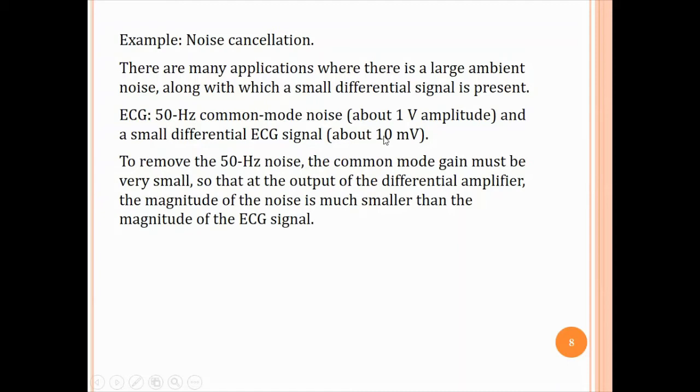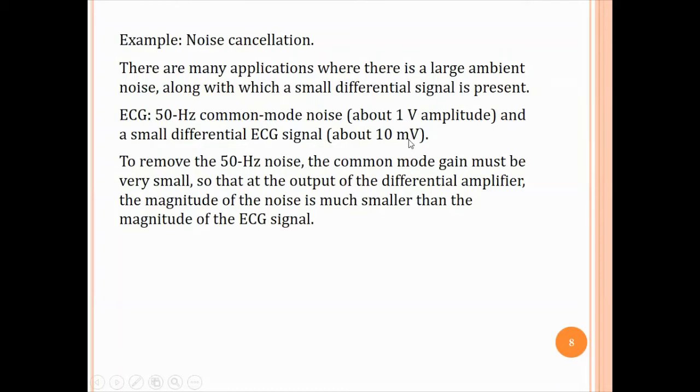So you have a 10 millivolt ECG, let's say a 1 volt common mode signal. At the output of the differential amplifier, this 1 volt must become small and this 10 millivolt must become large. We want this 10 millivolt to be larger at the output of the differential amplifier than the 1 volt, so that the 1 volt doesn't interfere anymore. So you want the common mode gain to be very small and the differential mode gain to be very large.